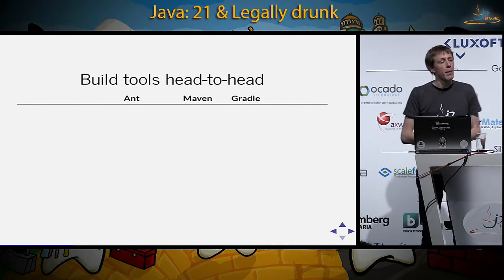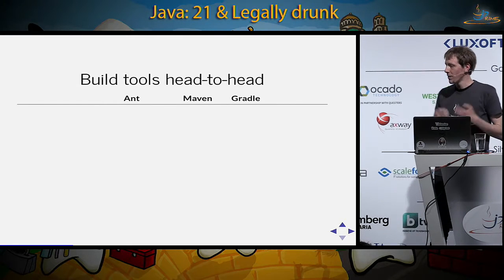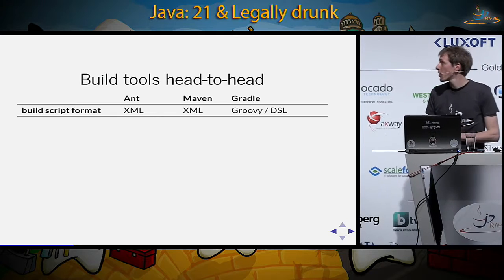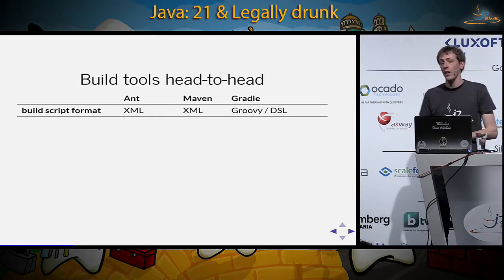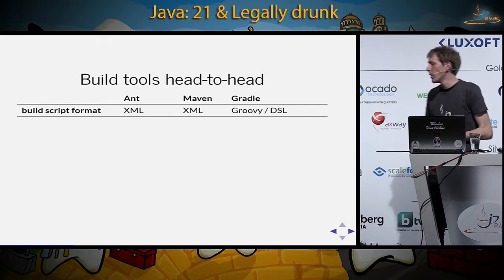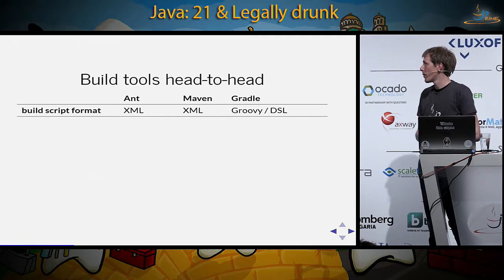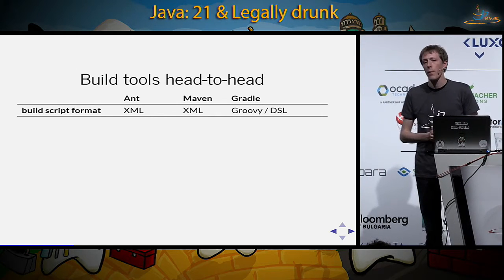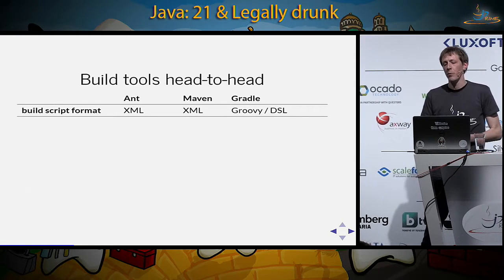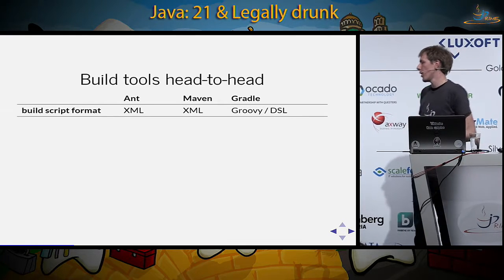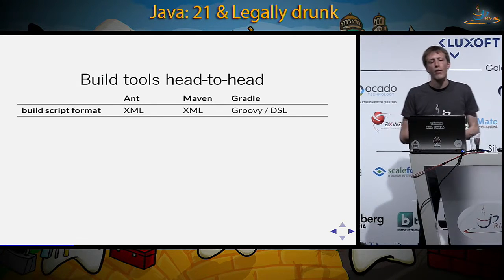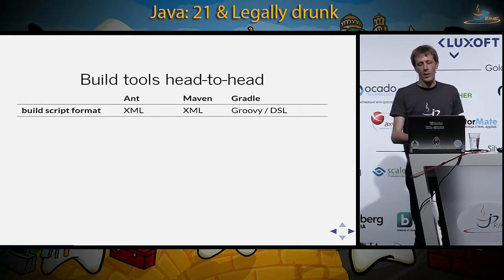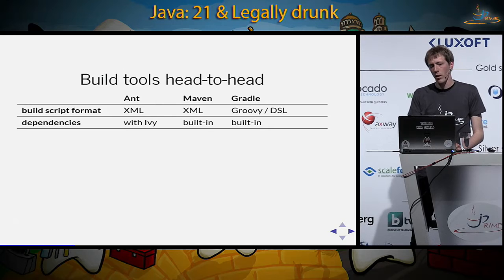So what can we say about these build tools? Let's put them head-to-head and let them face each other. Well, build script formats, we talked a bit about this. Ant and Maven both use XML. And Gradle tries to introduce some programming language concepts by enabling you to use Groovy to define your build script. And it enhances the Groovy syntax by offering a domain-specific language, an API on which you can build your build scripts. More about that later.